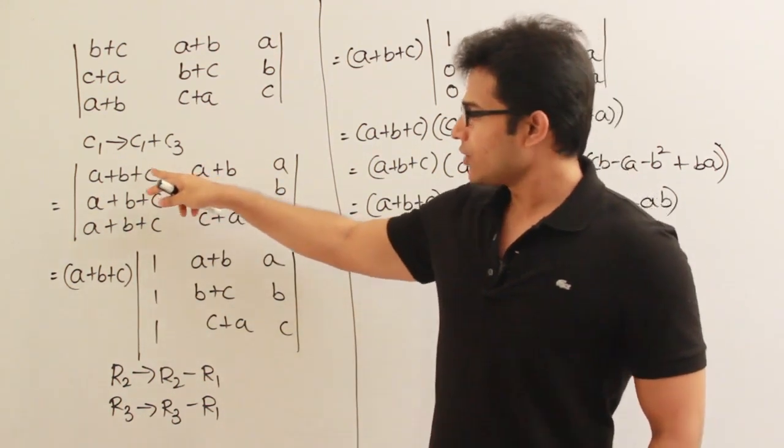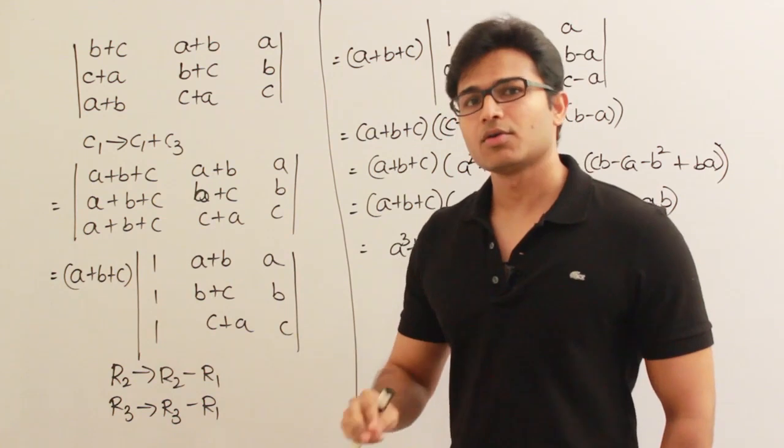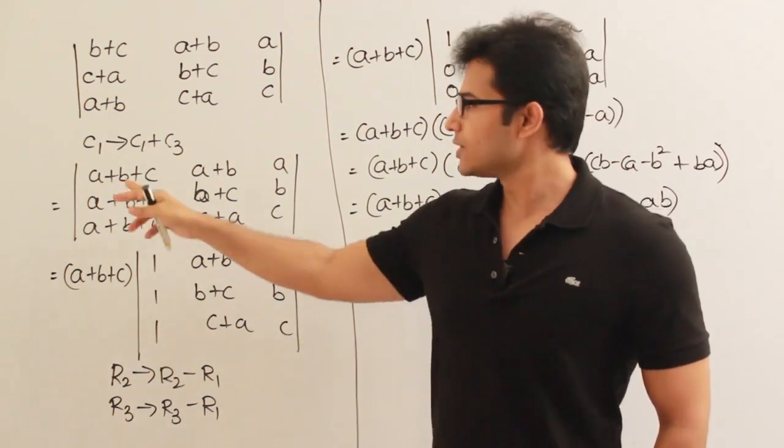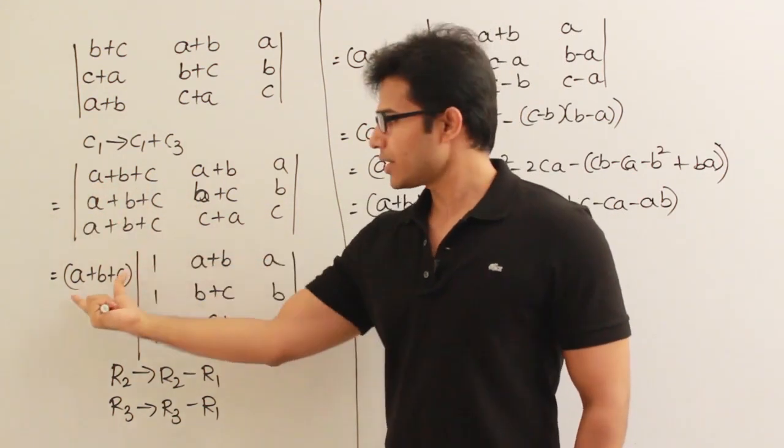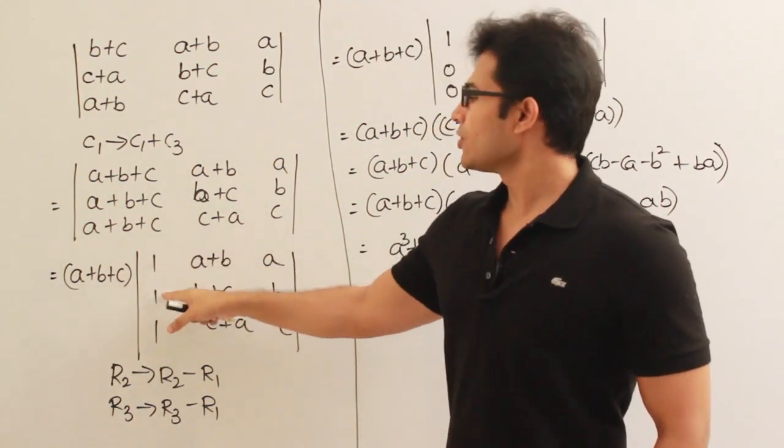And then if you observe this first column, all of them are going to have the same elements, right, which is A plus B plus C. So we can pull out A plus B plus C as common. So I have pulled it out. Then we are going to get all ones.